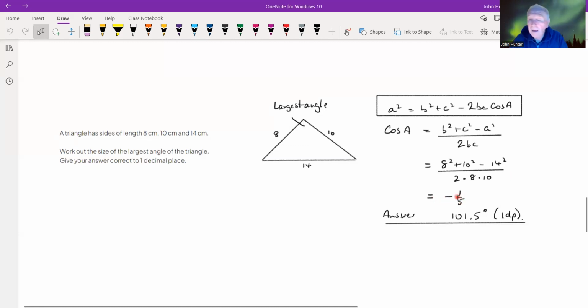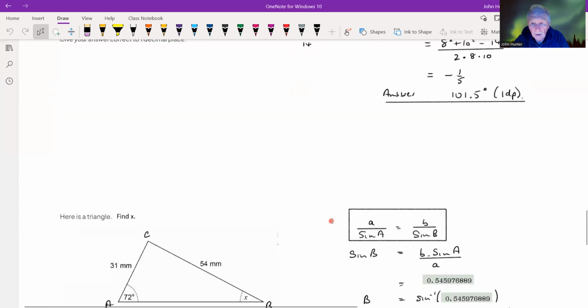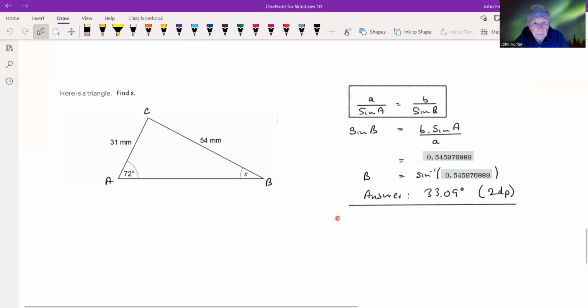Right, and the reason it's minus is because it is the cosine of an obtuse angle. So we need the inverse cosine of this ratio to give us the angle. So that's cos minus 1 on your calculator. And so if we put in cos minus 1 of minus 1/5, then it will give us this angle here, which is 101.5 to 1 decimal place. Okay, and this example here, which I think was the last one.